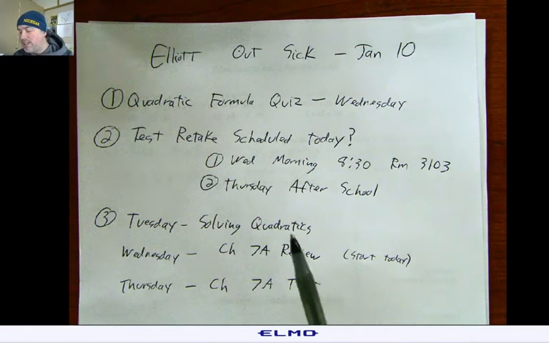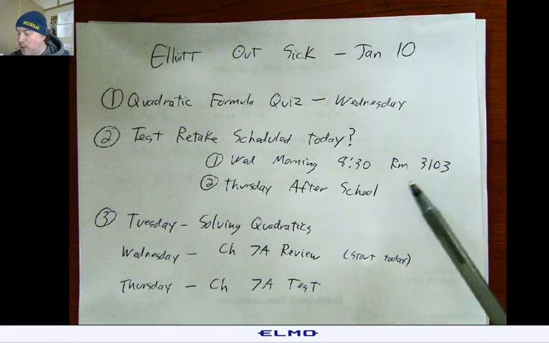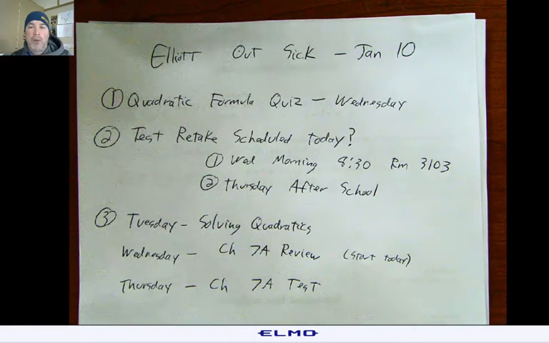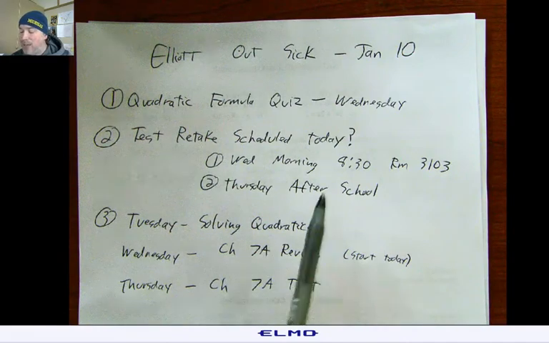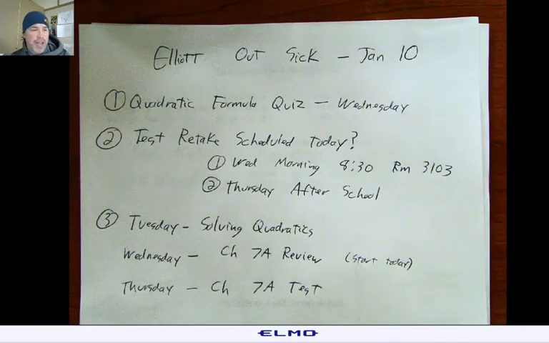You could do the test on Wednesday morning. That's tomorrow at 8:30 a.m. If this interests you, you need to meet me in room 3103, and you need to be on time. If you show up at 8:32, 8:33, I will have already moved on, and I'll be doing something else. So you need to show up at 8:30 if you're interested in this test retake on Wednesday morning in room 3103. Another option is just to take it Thursday after school.